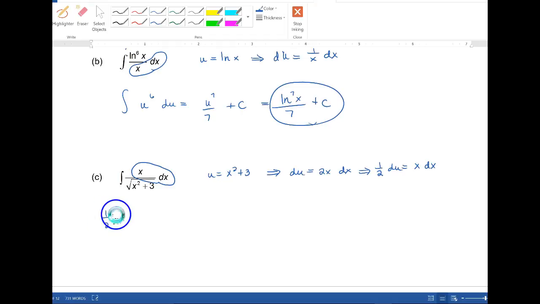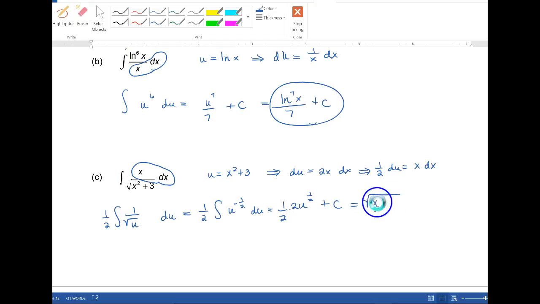So I have a 1/2 out in front, du, and then I have 1 over square root of u. Right? Well, that's really u to the negative 1/2. So when I integrate that, I get u to the positive 1/2 over 1/2, which is really multiplied by 2. So you'll see those coefficients cancel. So I just get square root of x squared plus 3 plus c at the end.